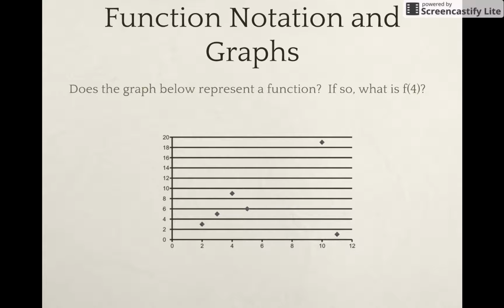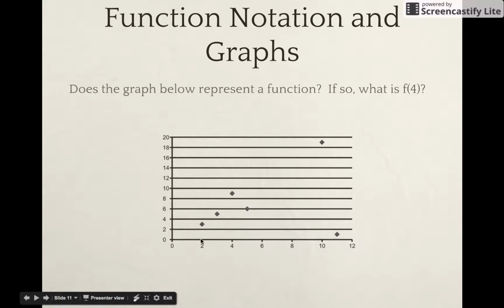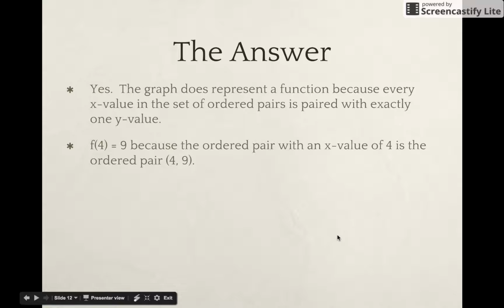Take a look here. We have a few ordered pairs plotted on this graph. Is this a function? If so, what is f of 4? Well, the graph is a function because every x value in the set of ordered pairs is paired with exactly one y value. We can toggle back and see that when x is 2, there's only one ordered pair. When x is, it appears to be 3, there's only one ordered pair. And so on, and so on. So yes, it is a function.